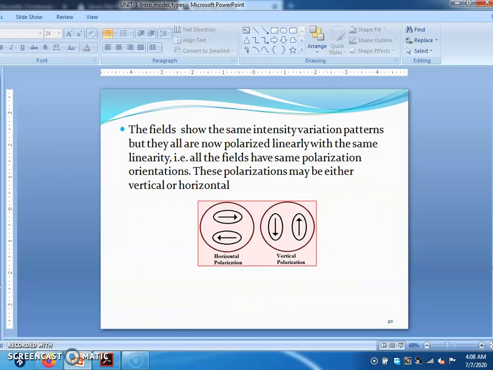See, the fields show the same intensity variation patterns, but they are polarized linearly with the same linearity. All the fields will have the same polarization orientation. This polarization can be vertical or horizontal. This is your horizontal polarization, this is your vertical polarization. So the linearly polarized modes will have the same intensity variation, but the polarization can be either vertical or horizontal.